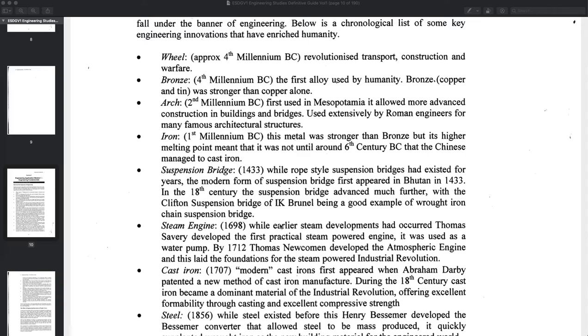Then we get to iron. So iron was used along with bronze, but for instance, the ancient Greeks used iron in addition to bronze. But bronze was a lot sharper, whereas iron still had applications.